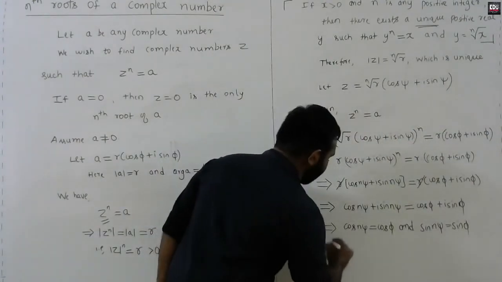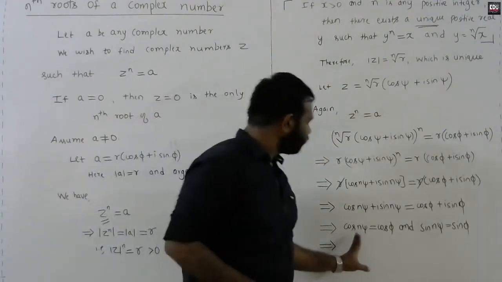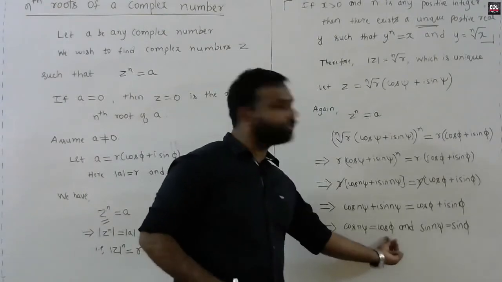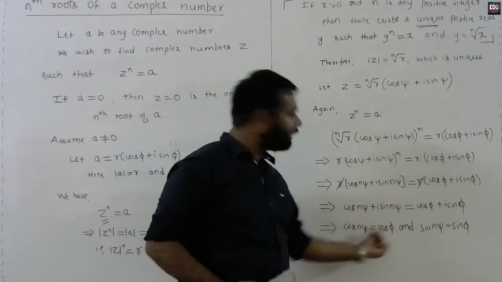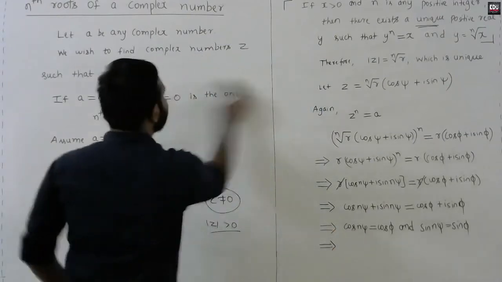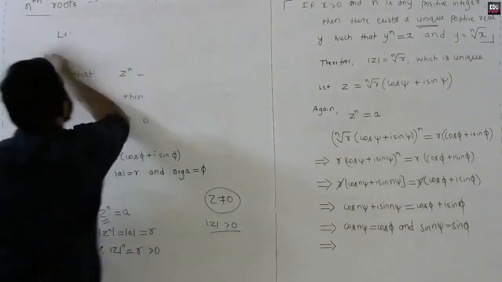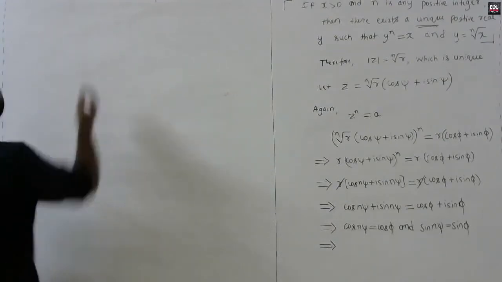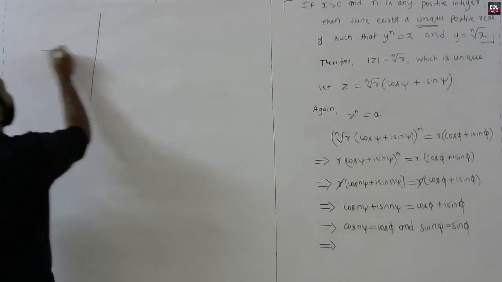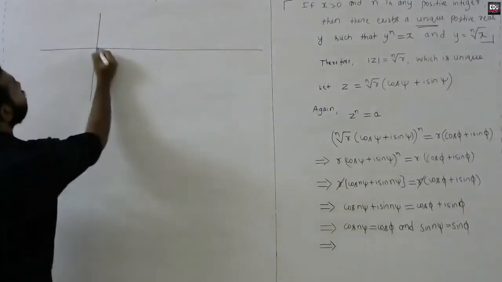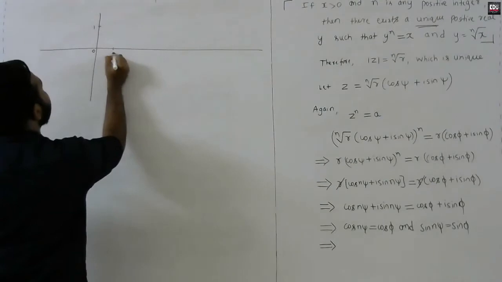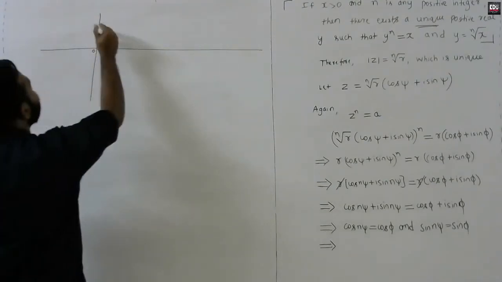And what will this imply? The cos values for these two angles are equal, which means these two angles need not be equal, but there is some relation, and that can be seen using the graph of cos. So the graph of cos is like this. So cos 0 is 1, and at pi by 2 it is 0, so it goes like this.